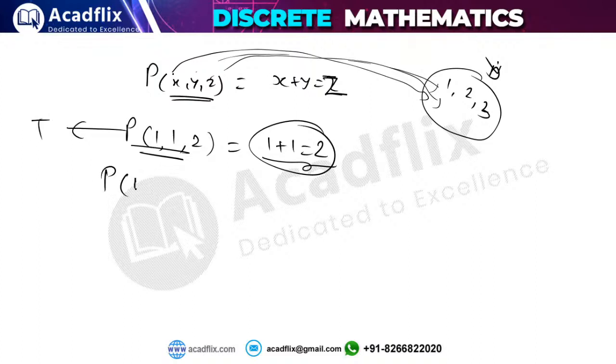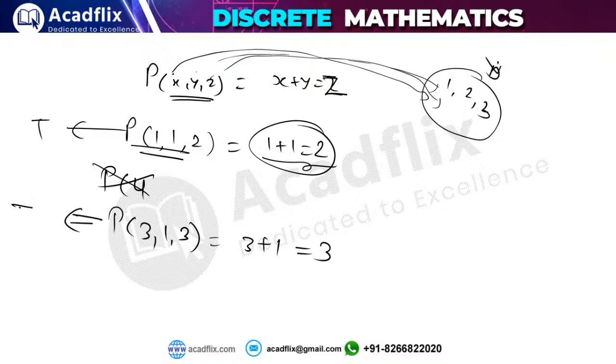Remember, x cannot take 4, because 4 is not in the domain, and variable x will take values from this domain. So this is not valid. x can only take values from the domain, so x cannot take the value 4. x can take maybe 3, y can take 1, and z can take 3. Then what will happen? 3 plus 1 is equal to 3. This is false, so this P313 will become false. So this is how we define a predicate.